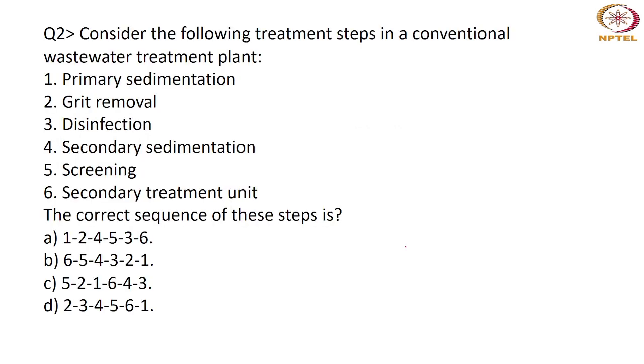It's a theoretical question. Consider the following treatment steps in a conventional wastewater treatment plant. So you have to say what is the correct sequence of these steps or the units. This is a very easy theoretical question. I expect everyone should answer this. So use your chat section or in-call message to write your answer.